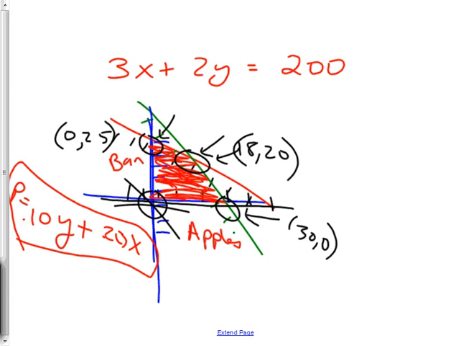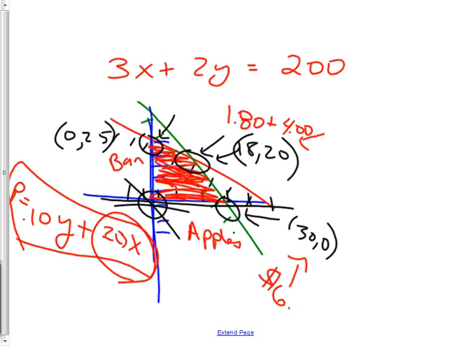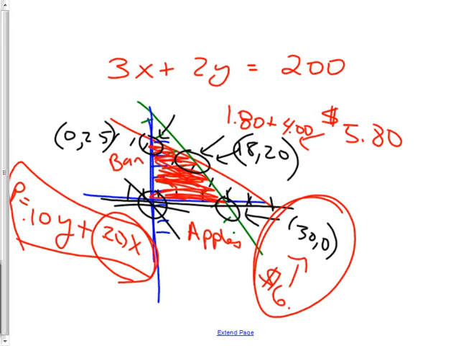You might assume 18, 20 would be the best, but profit on apples is higher. 20 cents, twice as much profit on apples, so having a lot of apples might be really good. And that 30 times the 20 comes out to $6, as opposed to the 18, 20, which would be $1.80 and $4, adds up to a total of $5.80. Yeah. It's actually better to sell all apples.